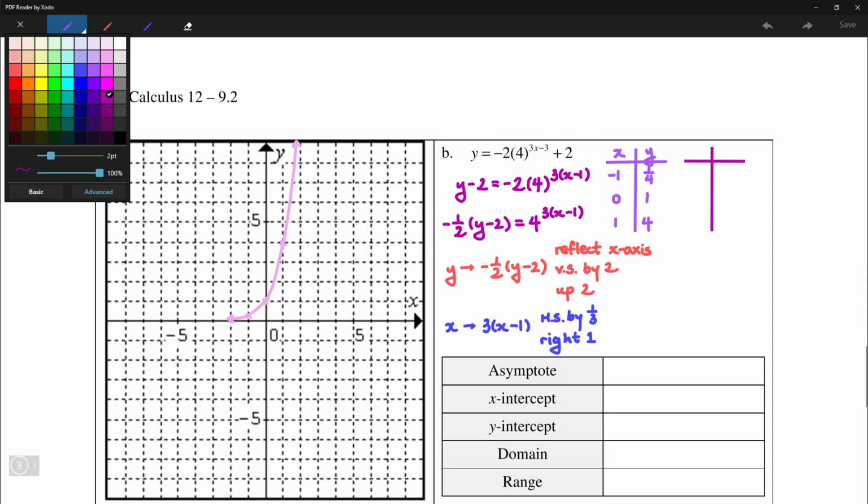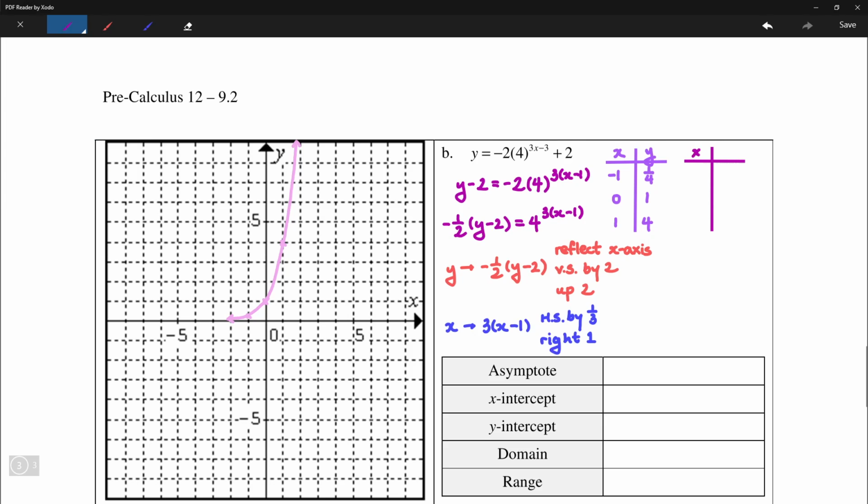Okay. So, let's see here. Negative 1, horizontal stretch by 1/3, so negative 1/3, and then right 1, so plus 1. So negative 1/3 plus 1 is 2/3. The 1/4 now. 1/4 reflected gives us negative 1/4. Vertical stretch by 2 gives us negative 1/2. And then up 2 means we're going to get 1 1/2.